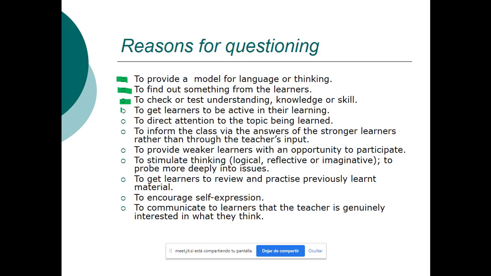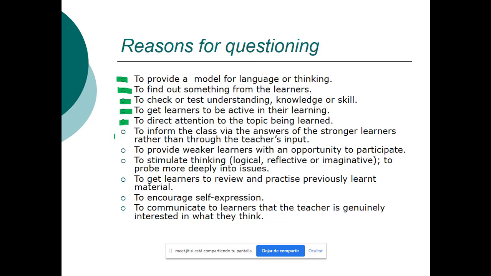Then, to get learners to be active in their learning, I was telling you to be autonomous. Then, to direct attention to the topic being learned, meaning you need to be focused on your topic. You're not going to talk about any other topic. So, if we're talking about passive voice, do not start talking about adjectives. No, one topic at a time and then draw your attention to that topic, right?